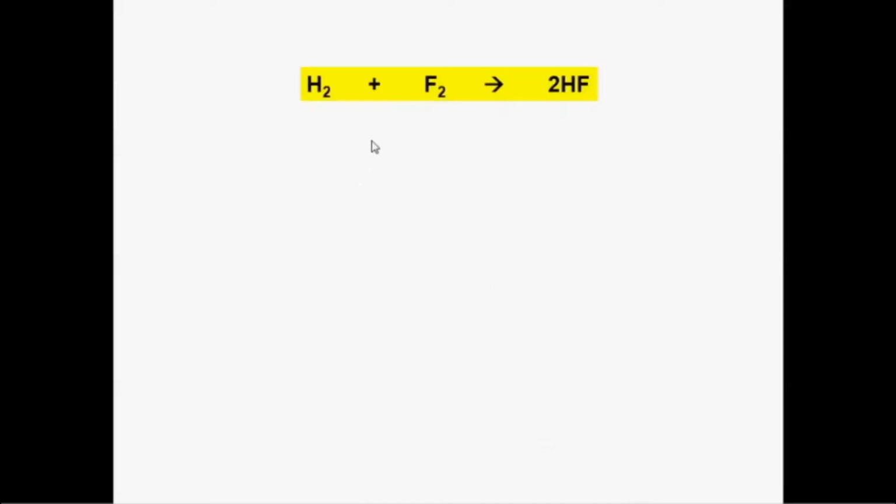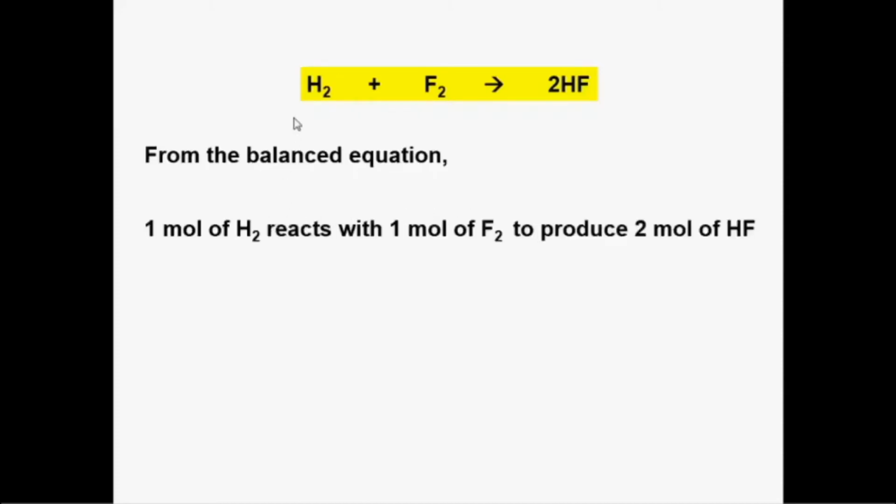Okay, this is a balanced equation. From this balanced equation, what can we say? We can say that 1 mole of hydrogen reacts with 1 mole of fluorine to produce 2 moles of hydrogen fluoride. So if we have 1 mole of hydrogen and 1 mole of fluorine, we are going to get 2 moles of hydrogen fluoride.